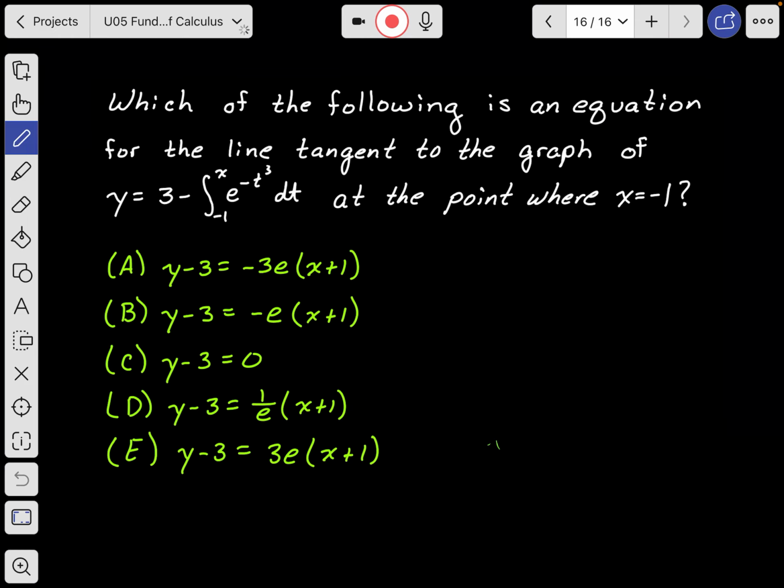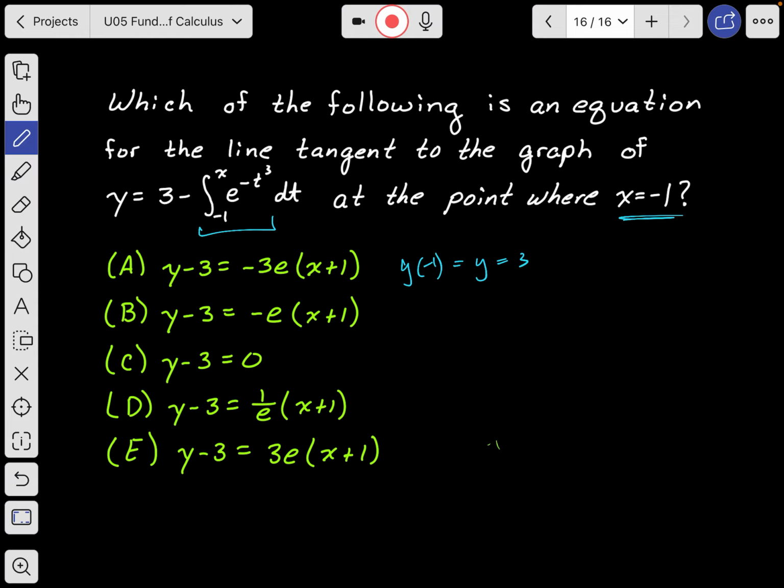All right, last one, I promise. Which of the following is an equation for the line tangent to the graph of this at the point where x is negative 1? Okay, so we need a point and a slope, and it's always so nice when they have the upper and the lower limits equal, because if you look at your integral, y equals 3. If you plug in negative 1, that just gives us 3.